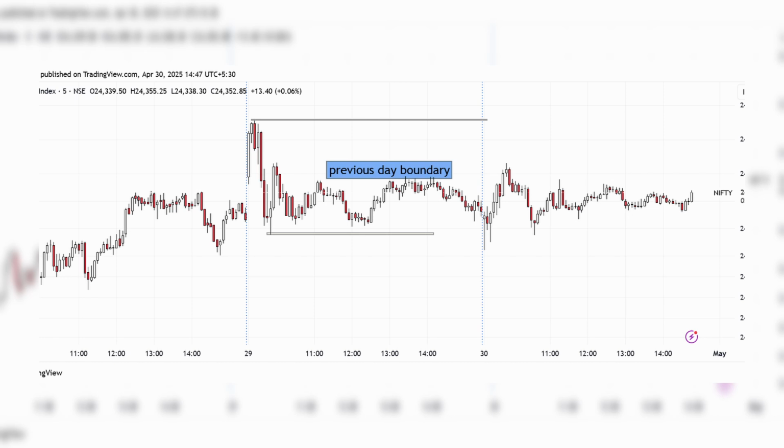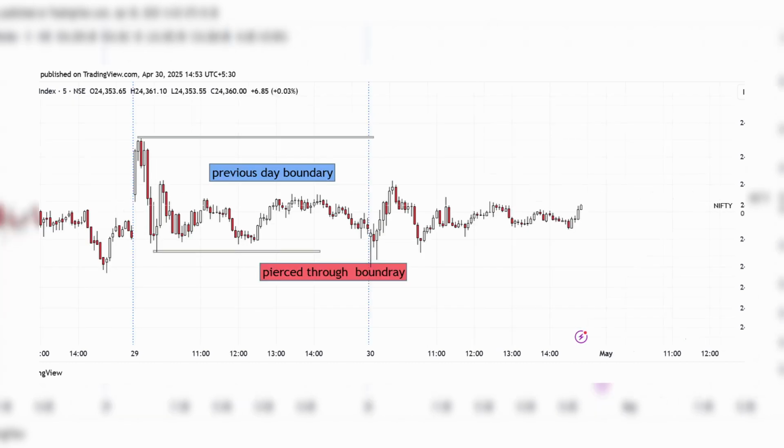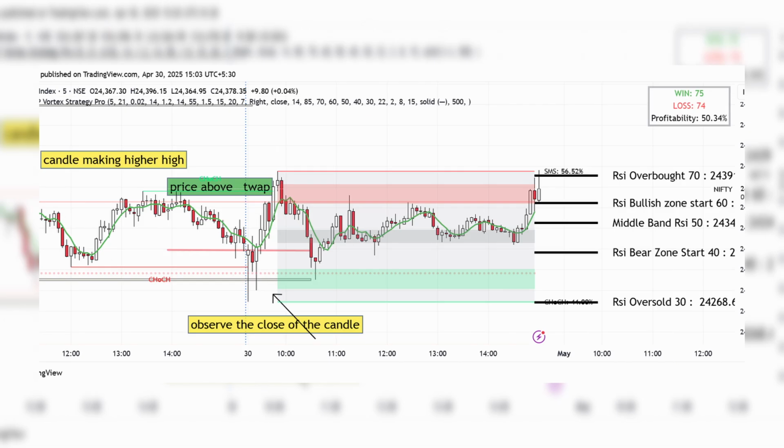So, I'm explaining to you how to take the trade. Before taking any trade, you need to mark the boundary of the previous day. That's how I have marked. See, once we have marked the previous day boundary, the price opened flat and pierced through the boundary. You can see over there, 3 candles piercing through the boundary.